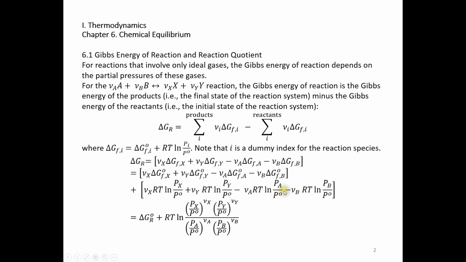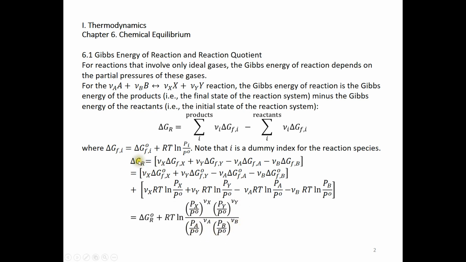We can even combine these 4 terms to get this. It's going to be RT times the natural logarithm of Px over P naught to the power of nu x, Py over P naught to the power of nu y, Pa over P naught to the power of nu a, Pb over P naught to the power of nu b. So you can see we have X and Y on top, A and B on the bottom. Products on top, reactants on the bottom.